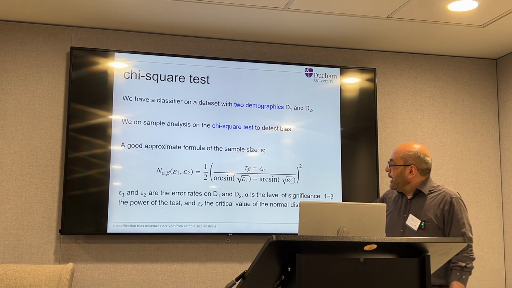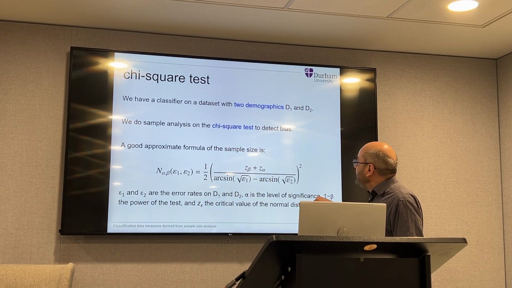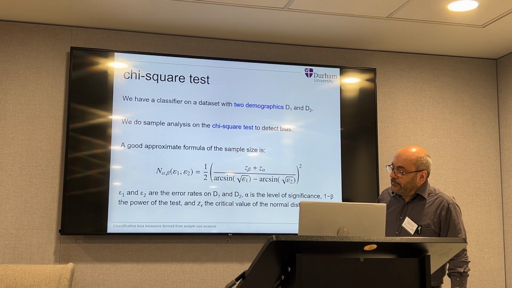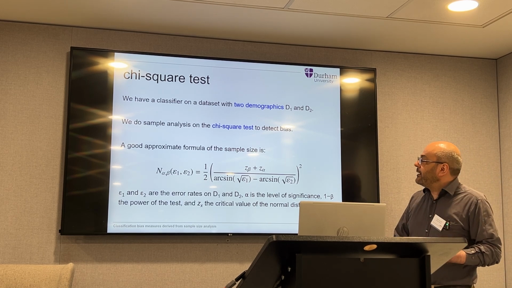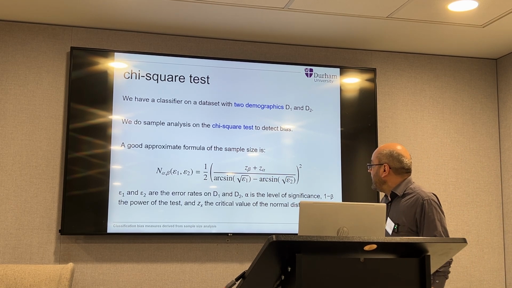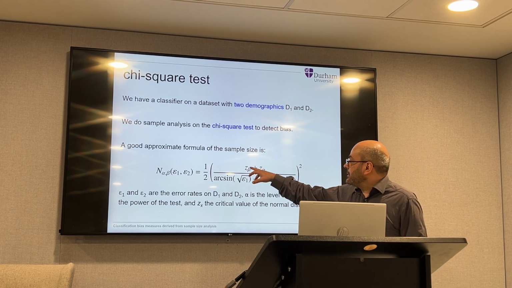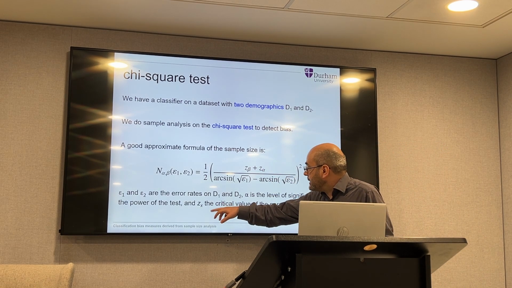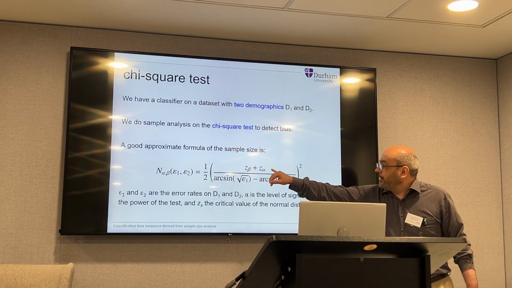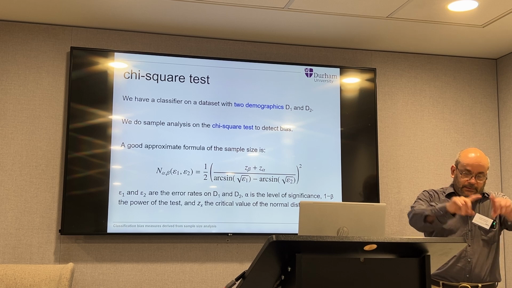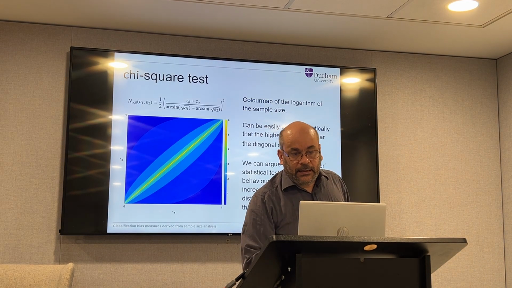So this E1 and E2 are the error rates, and alpha is the level of significance of the test. In a statistical test, we have to define the level of significance and the power. So it's alpha, and then the power of the test is beta. And Z here is just the critical value of the normal distribution. So if I give you beta and alpha, you just go to a table with the normal distribution and find Z beta and Z alpha.